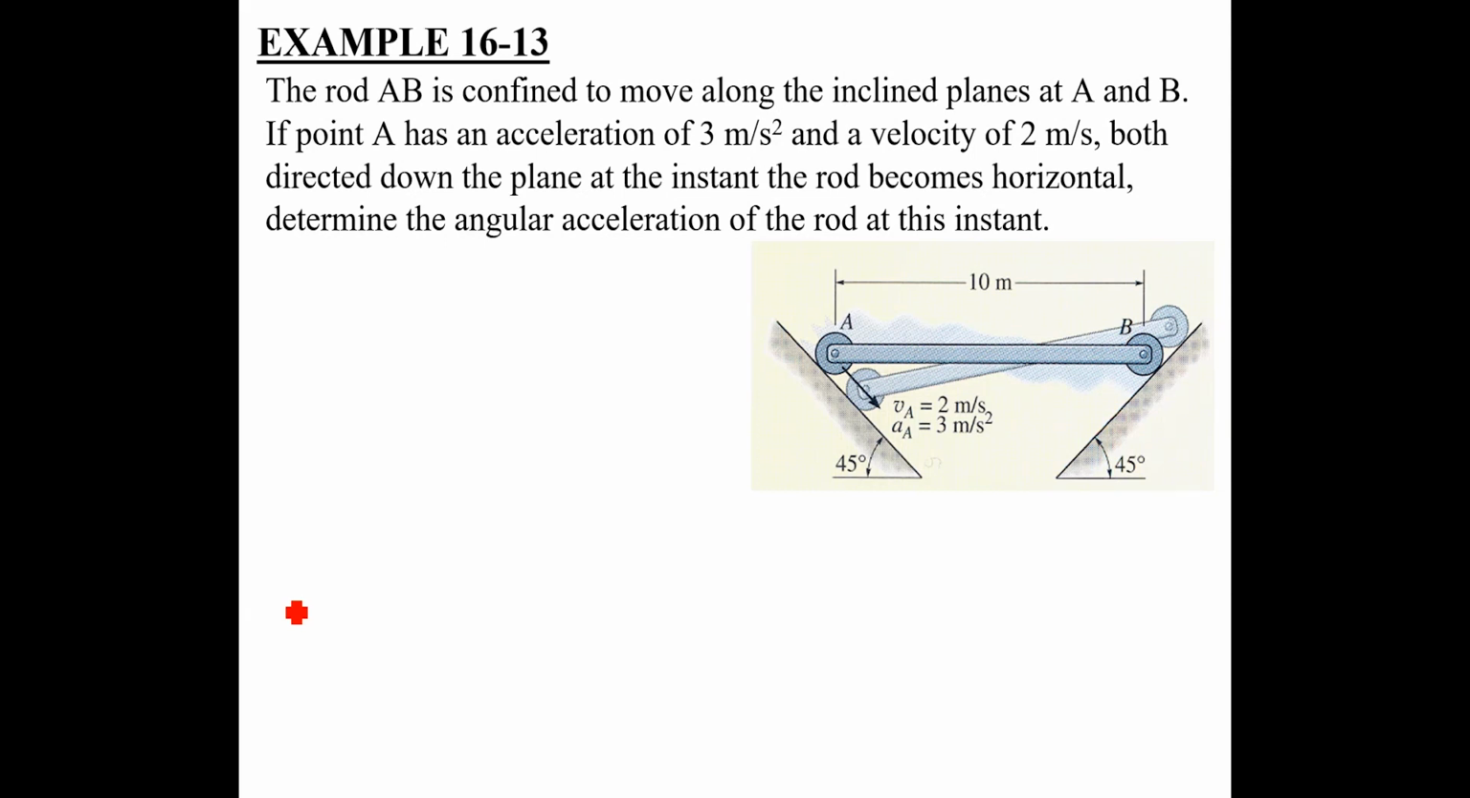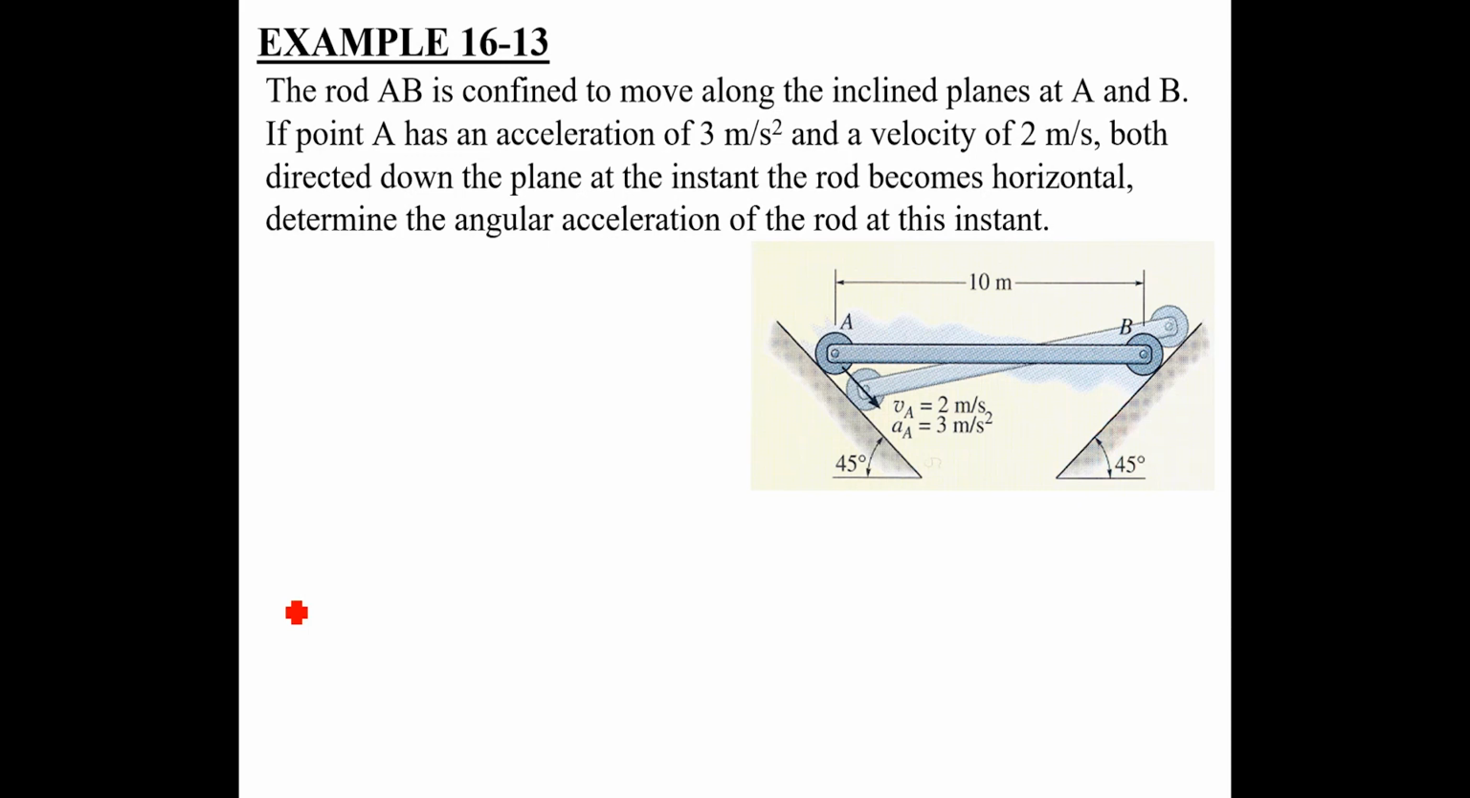At the instant this rod becomes horizontal, you need to determine the angular acceleration of the rod at the instant shown. So the kinematics of point A are known to you. That is, it is moving down with a speed of 2 meters per second and an acceleration of 3 meters per second square. You need to determine the angular acceleration of this rod AB at the instant shown when this link AB becomes horizontal. Both the inclines are at an angle of 45 degrees as shown in the figure.